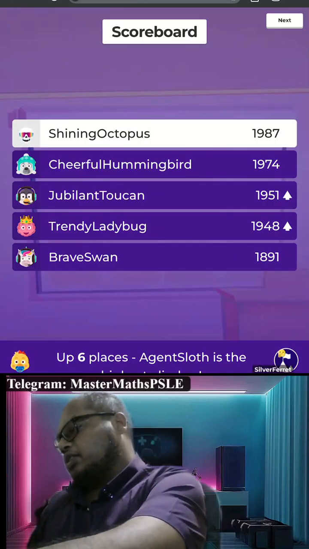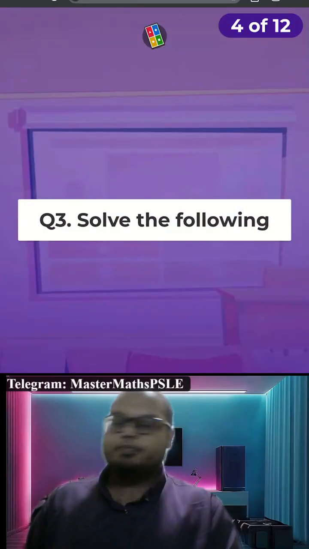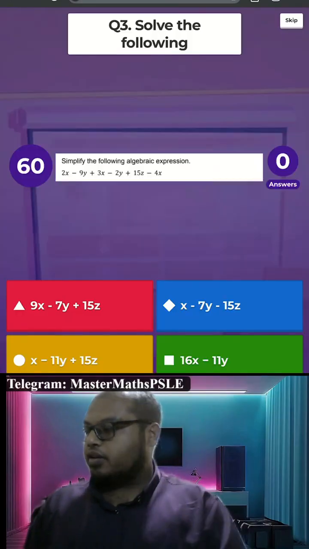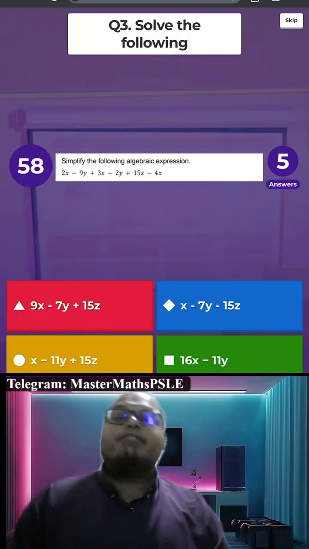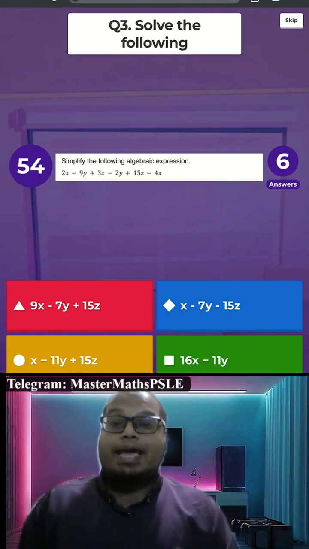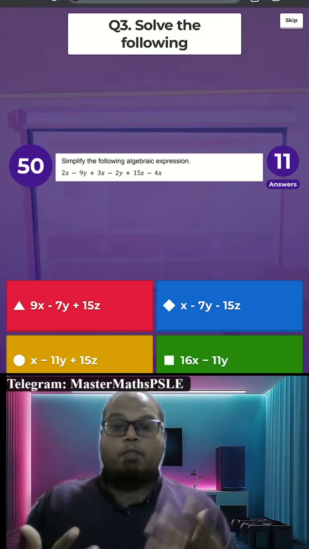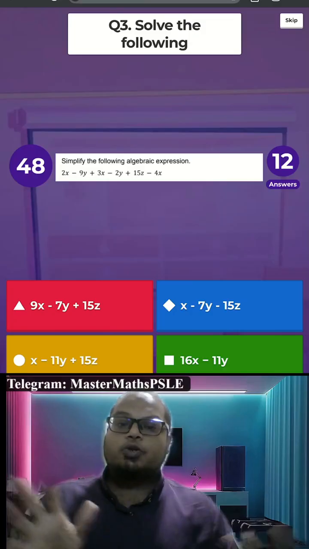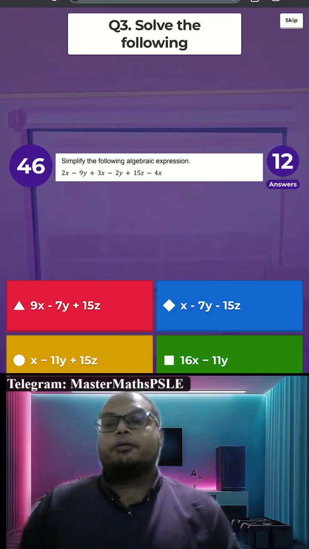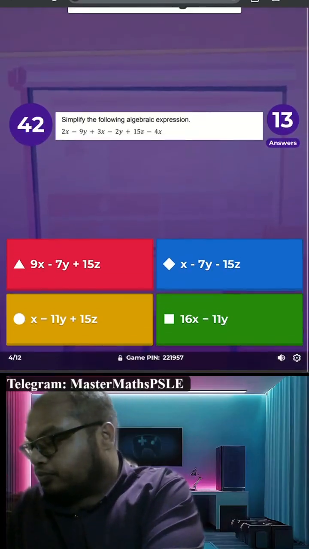Now let's go to question number 3. Now to simplify. Remember when you are simplifying, like terms can be added or subtracted together, while unlike terms, you are not supposed to add or subtract together. Remember that.